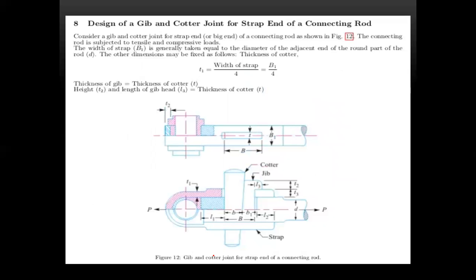Next one, design of a gib and quarter joint for the connecting rod. Now we'll see the design calculations. Here, the thickness of the quarter is equal to width by 4, that is B1 by 4. The thickness of the gib is equal to the thickness of the quarter. The height T2 and the length of the head L3 are equal to the thickness of the quarter.